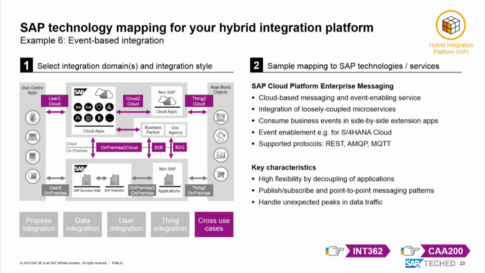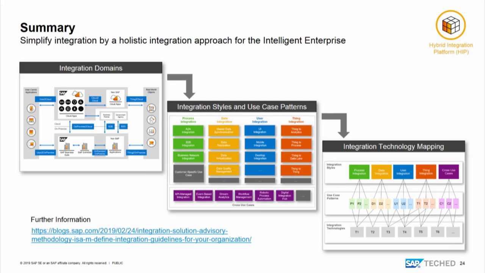Okay, so these are some examples of how you can apply integration domains and patterns, and map them down to integration services in your organization. On this slide, you again find the summary of how you can use ISAM. We have the integration domains in the first step that describe a typical hybrid landscape that you can extend to your specific needs, covering typical integration areas that you as an enterprise architect or integration architect may want to cover, and that you can use for a first high-level integration strategy assessment.